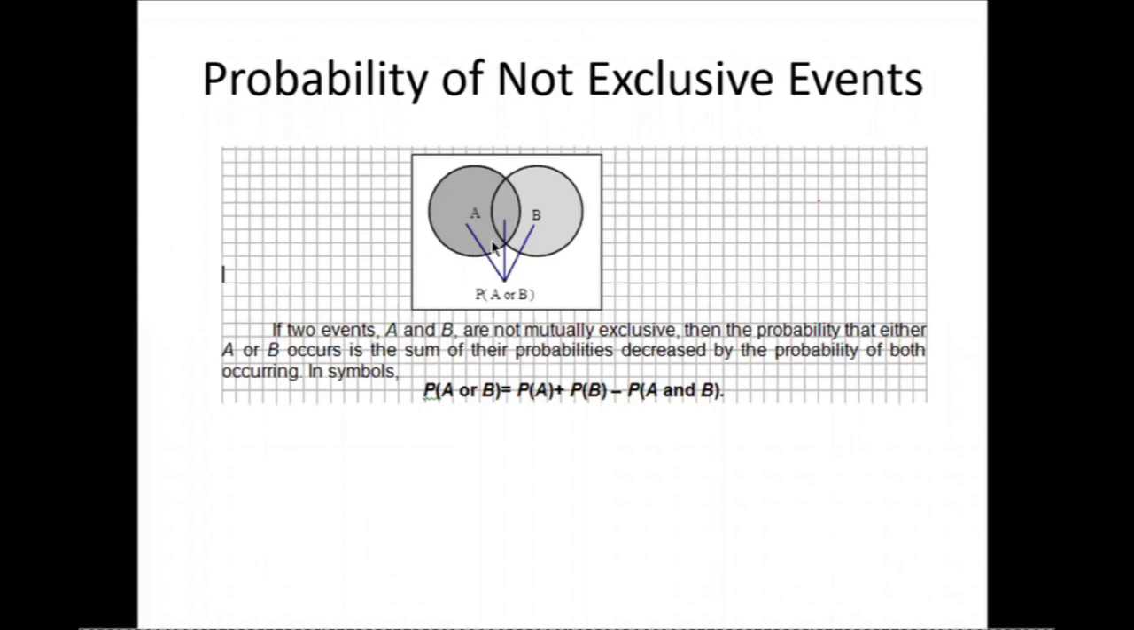Okay, check natin sa using Venn diagram. So we have the event A at ang kanyang shaded region and event B shaded region. Kung mapapansin natin, meron silang common elements. So if we're looking for the probability of A or B, if two events A and B are not mutually exclusive, then the probability that either A or B occurs is the sum of their probabilities decreased by the probability of both occurring. In symbols, we have the probability of A or B is equal to probability of A plus probability of B minus the probability of A and B, yung portion ng kung saan meron silang common elements.